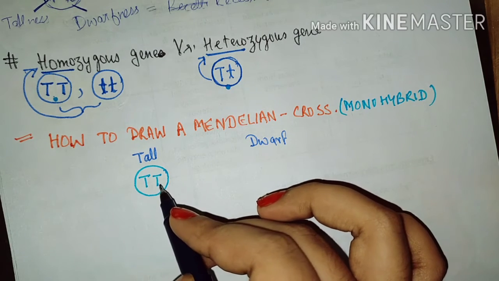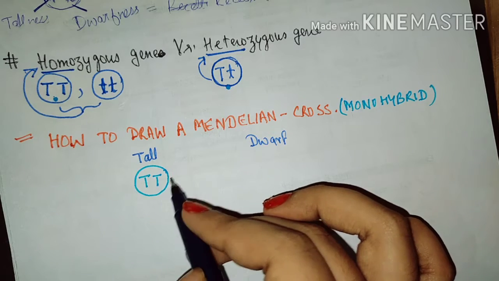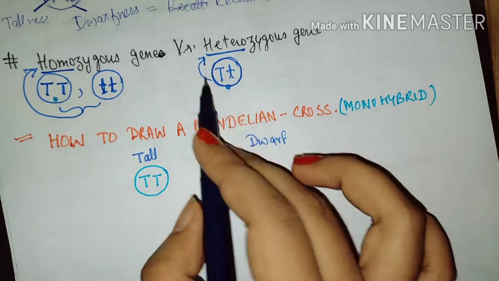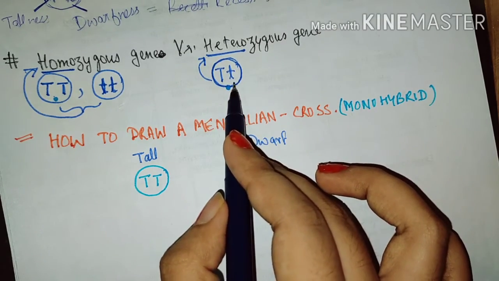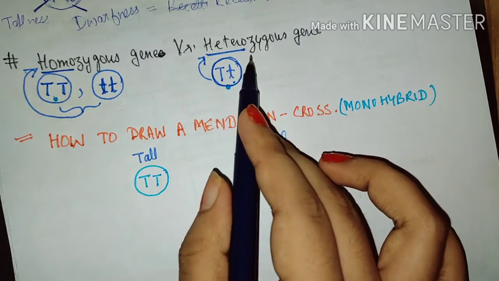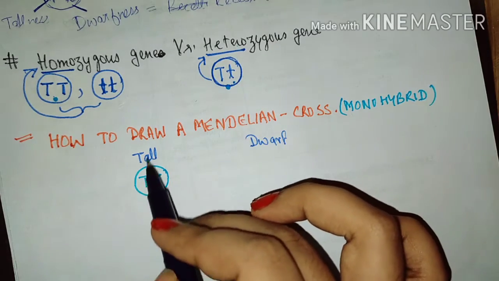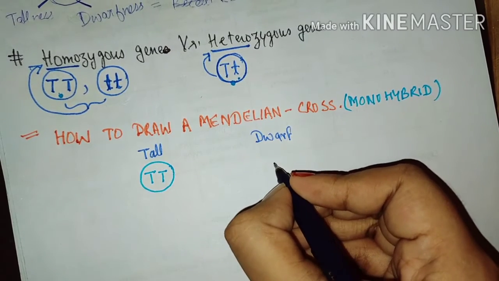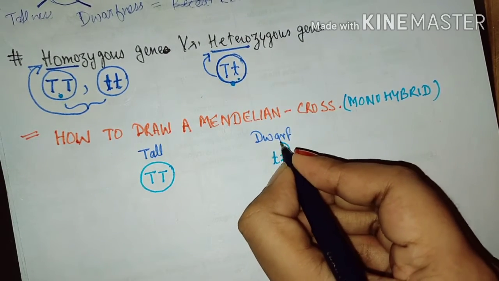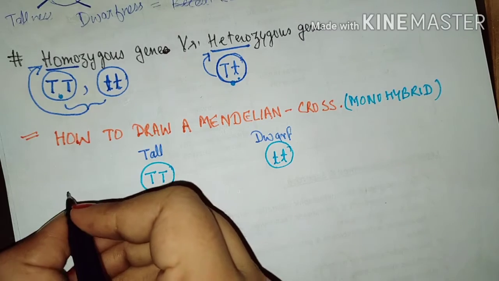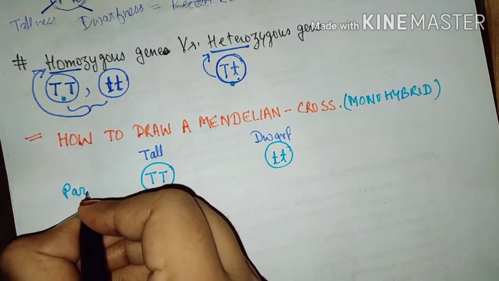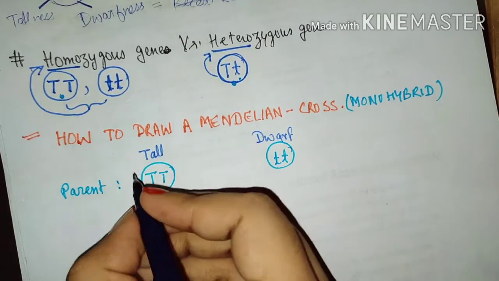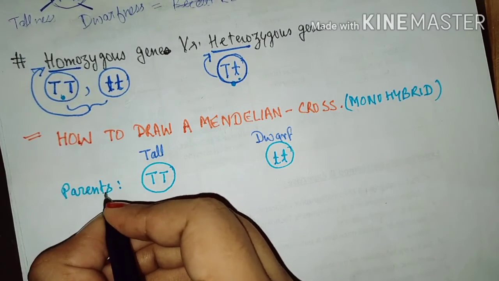Here if I ask you the heterozygous gene for tallness, you will tell that it is capital T, small t. This is also for tallness, but this one I am not taking in my cross, in the parent. Now for dwarfness, there is just one gene available. So this is the parent generation. Whatever I am writing, you have to write also. Whenever you are drawing, you have to write these things.